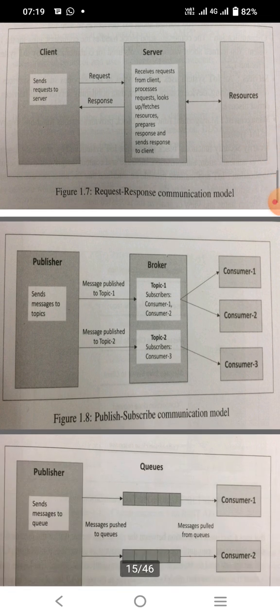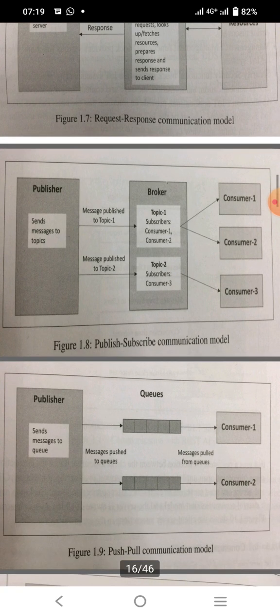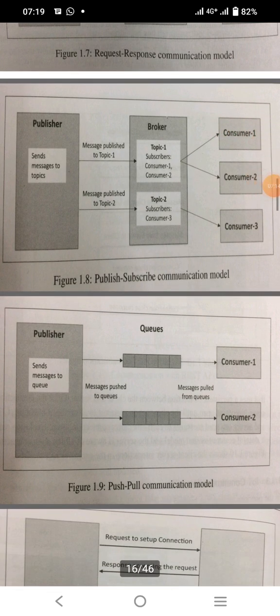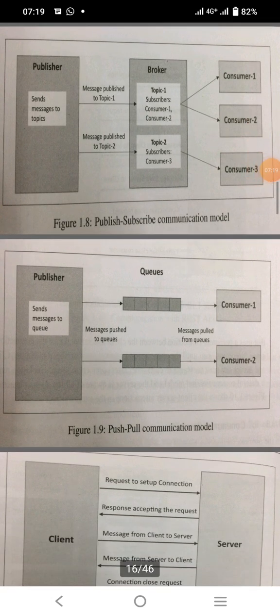And the next one is the publish and subscribe communication model. This is the publisher, broker, consumer 1, consumer 2, consumer 3. This is the diagram representation of the publish and subscribe communication model. And the next one is the push and pull communication model. This is another important diagram representation of a communication model in the Internet of Things, push and pull. In this, publisher, queues and consumers are available.